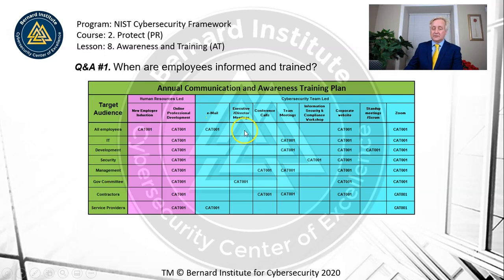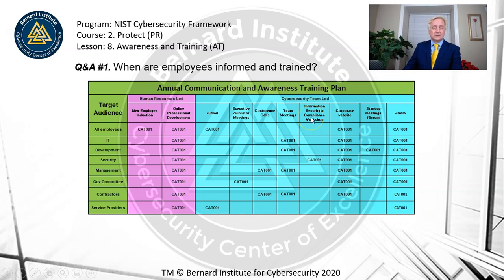There are the executive or director meetings that we can share information through. We can also set up conference calls. We can have team meetings or scrums if you're in the agile world. You might have one every day. And if you have a scrum every day, then you might want to talk about what cybersecurity is doing and what it's all about. There's also the information security and compliance workshop.